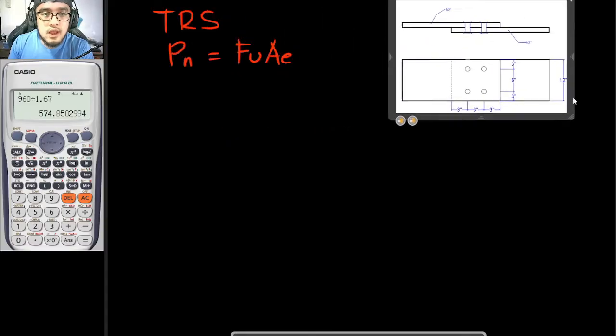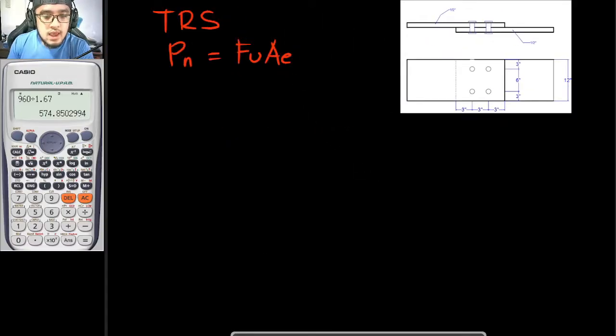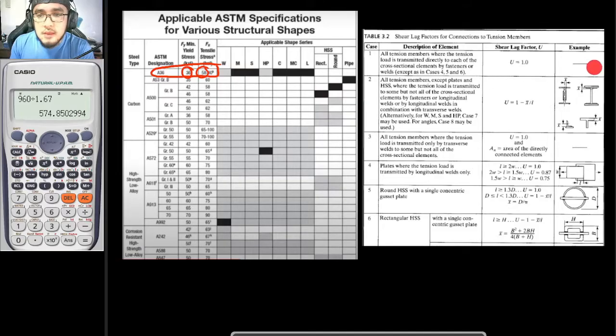So lagay natin diyan, FU times AE. But AE, guys, is actually equal to U times area net. And as you can see in this setup right here, if we would be looking at this table right here, which is to be the value for your shear lag factor U. So sabi dito sa case number 1, all tension members where the tension load is transmitted directly to each of the cross-sectional elements by fasteners or welds.